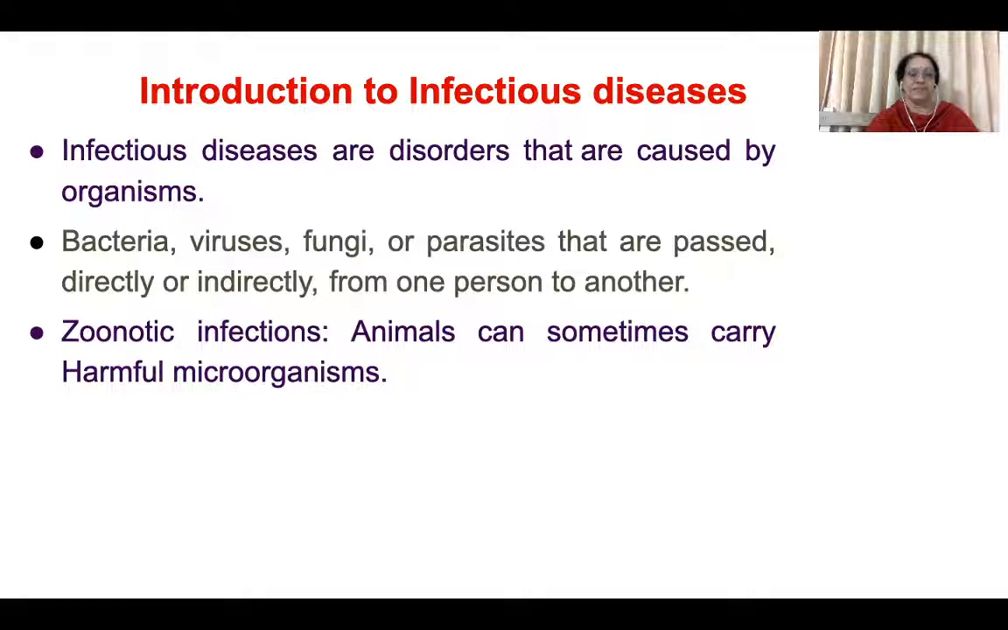What are infectious diseases? These are nothing but disorders that are caused by various microorganisms like bacteria, fungi, protozoa as well as viruses, which are passed directly or indirectly from one person to another. There are several types of zoonotic infections, that is, animals serve as a reservoir. They transmit microorganisms from animals to human beings.